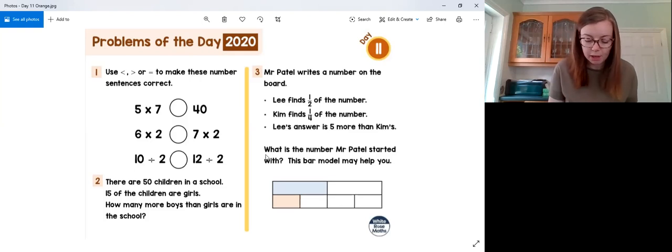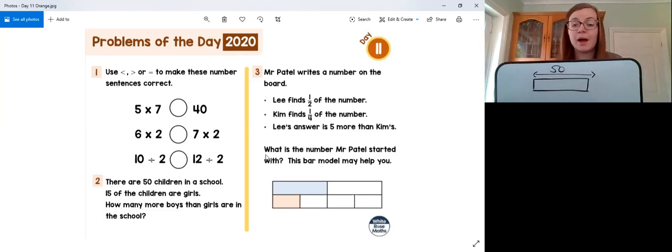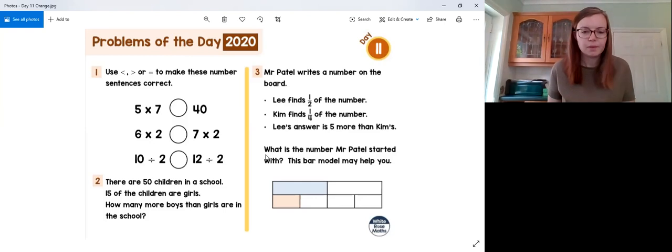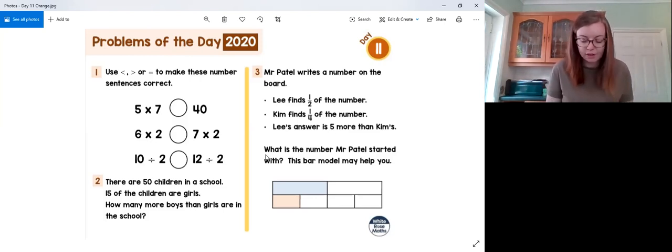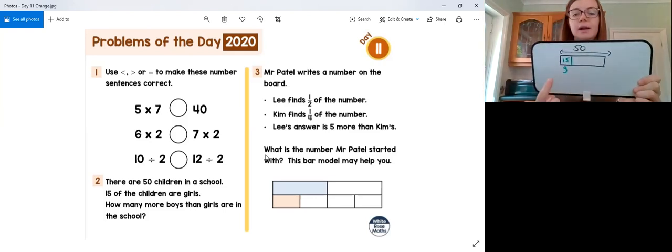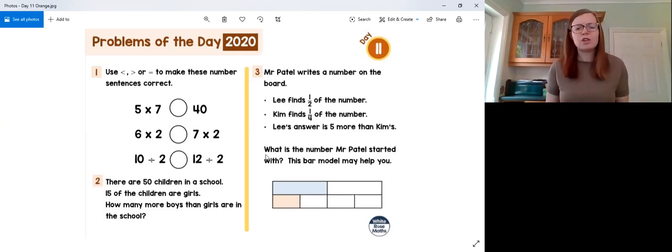So I'm going to draw my bar model, which represents the school, and I'm going to label it as 50 children, because I'm told that in the question. I'm also told that 15 of the children are girls. So I'm going to label my bar model with a G for girls and 15. So I know that 15 are girls. The question then asks me how many more boys than girls are in the school, but it does not tell me how many boys there are.